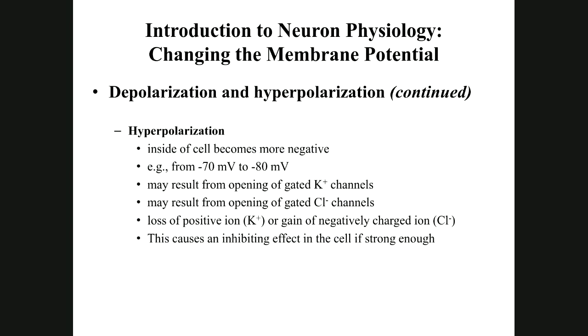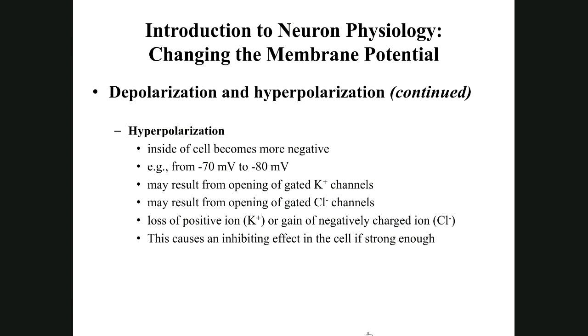If instead we open potassium gated channels, we can also open chloride gated channels, but I want to focus on potassium. If we let too much of the positive out, or if we gain too much negative in, then that's going to make us go from negative to more negative. Okay, it's going to make us go lower. So a hyperpolarization is becoming more negative, and it is due, I want you to focus on the potassium channels opening and potassium leaving the cell. This is going to cause the cell to go more negative. And in the long run, hyperpolarization is going to be more of an inhibiting. Instead of a stimulating, now we're going to block that cell from experiencing something. So we're going to inhibit that cell.